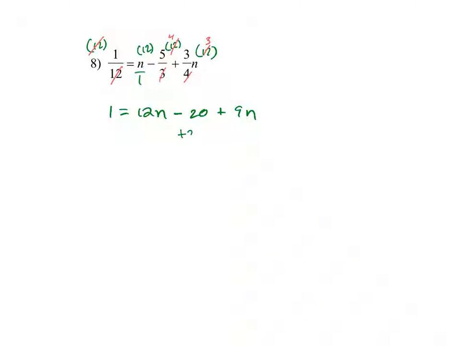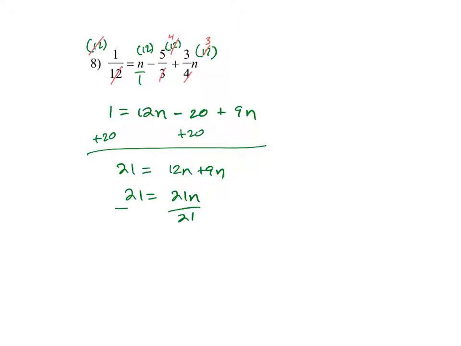So I'm going to add 20 on both sides. 21 equals 12n plus 9n. 21 equals 21n. And now I'm just going to divide by 21. So n equals 1.